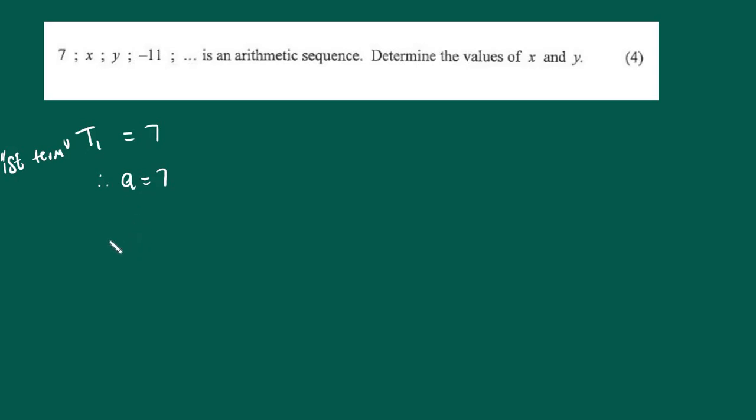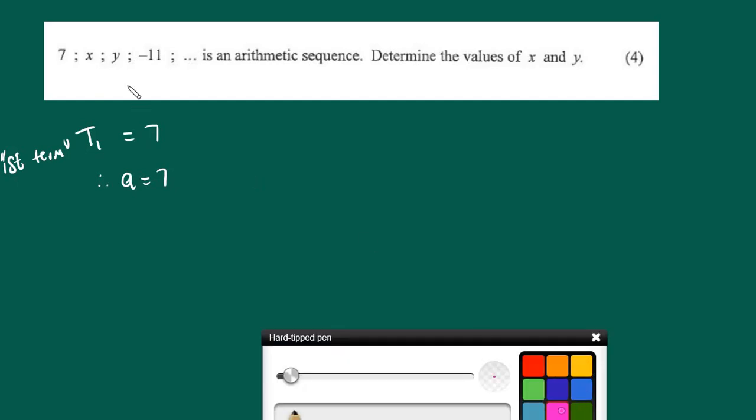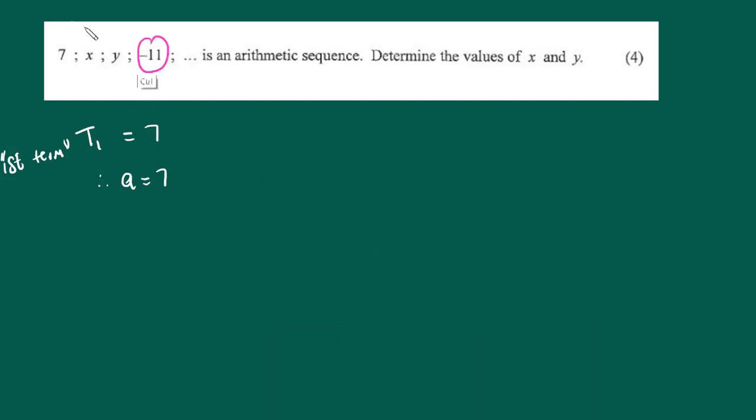Since your a is equals to 7 now, look at negative 11. Your negative 11 is on the 4th position. So your n is equals to 4 here. So you can write it like this, that your t4 is equals to negative 11. That's your 4th term. Now remember, tn is equals to a plus n minus 1 d on arithmetic sequences.